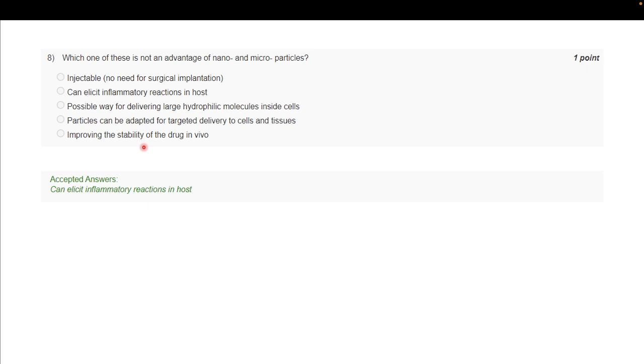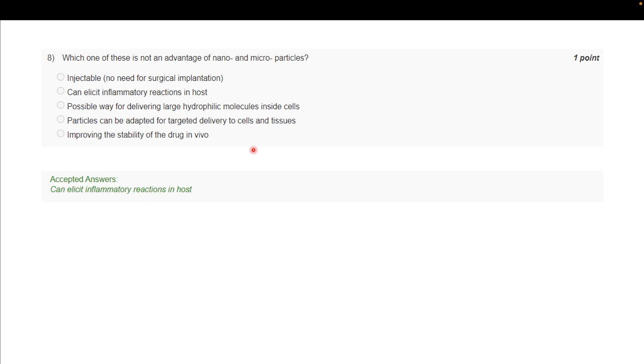Then, being possible for delivering large hydrophilic molecules inside cells is actually an advantage of these particles, because let's say your drug is very hydrophilic and you have just delivered it to the cells, and as I said, your cells will have a cell membrane which is hydrophobic in nature. So your hydrophilic molecules will not enter the cells very easily, and then your therapy will fail because your drug is not entering the cells. Instead, you can encapsulate this hydrophilic molecule inside the particles, and the particles will anyways be uptaken by the cells, and in that way your drug can now be released inside the cell.